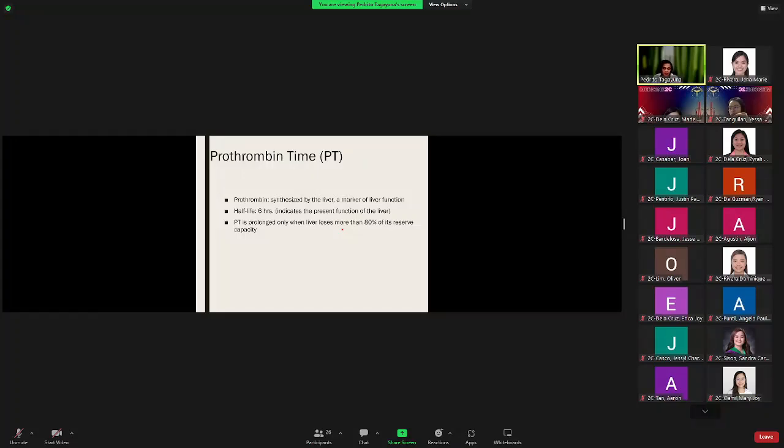But in vitamin K deficiency, prothrombin time is also prolonged. So in order for you to know if the prolongation of pro time is secondary to a liver disease or a vitamin K deficiency, you need to know which one it is. So how is that done? You have to give vitamin K, but not orally. You give vitamin K subcutaneously.